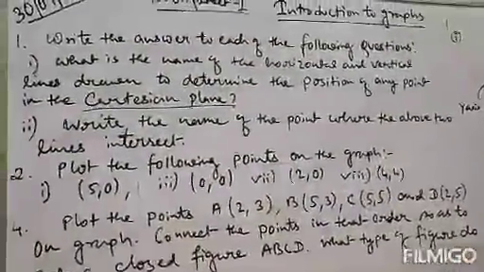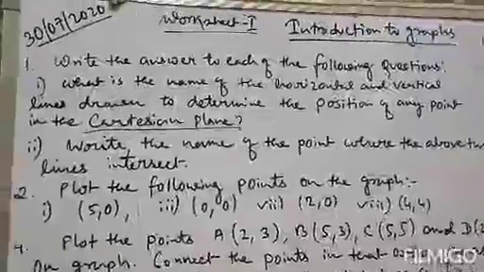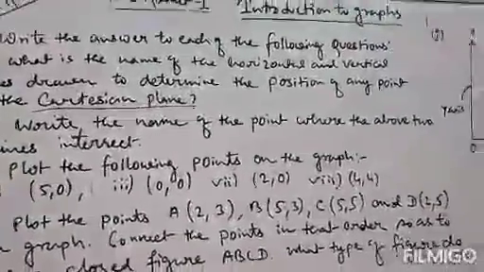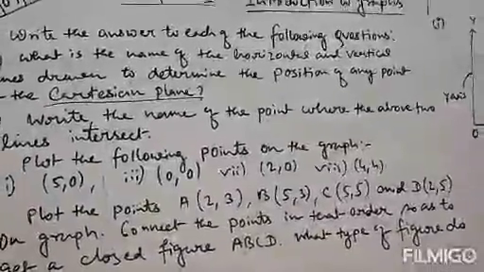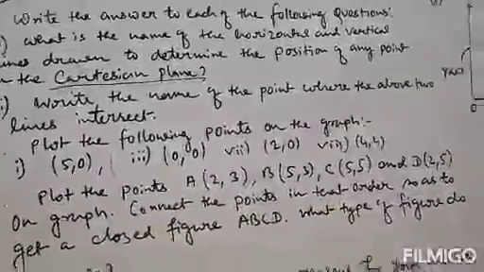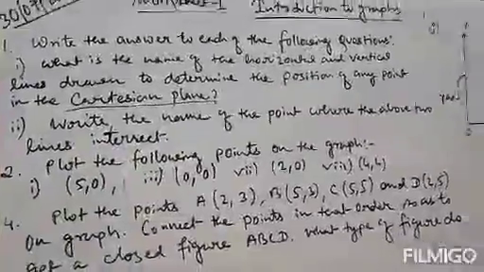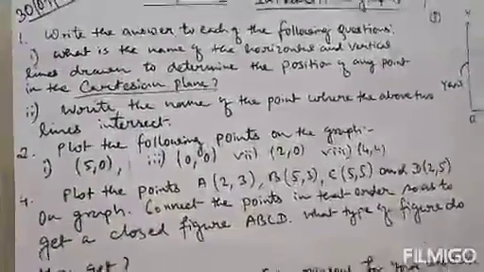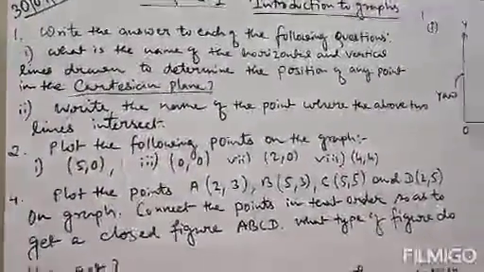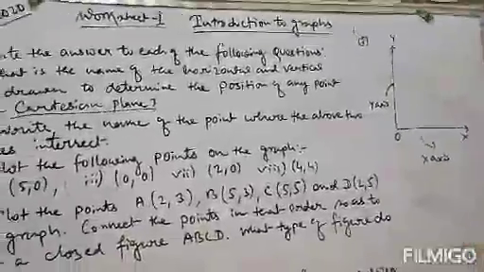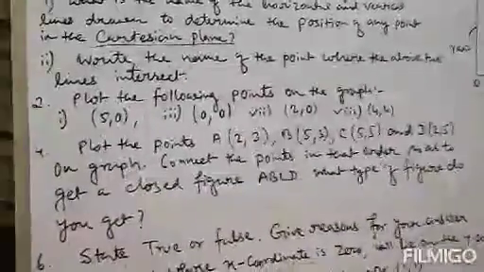So your answer will be the name of the horizontal line. Just write the statement: the name of the horizontal line is x-axis, and the name of the vertical line is y-axis. Just write what I am telling you in your copy. Clear? And you can also draw this diagram. Next, question number 2.